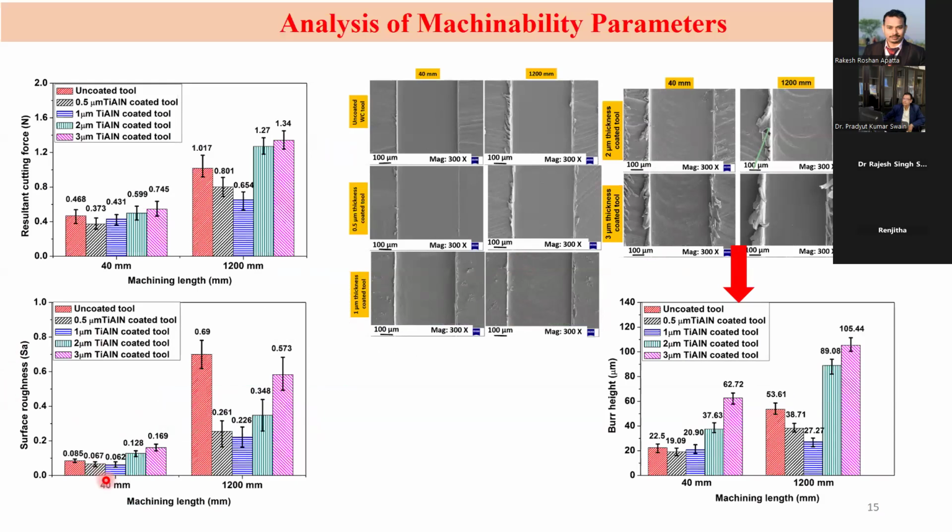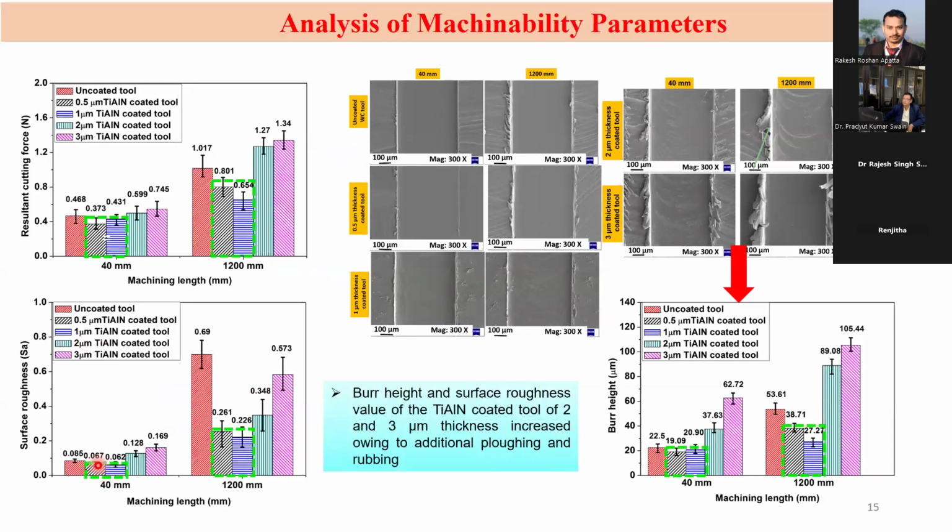Here, similarly, we see that for the coated tool having 0.5 and 1 micron coating thickness, it showed better results as compared to the uncoated tool. And for the 2 and 3 micron coated tool, it could not outperform. And the burr height is also a similar result. Here I can just clarify what is burr.